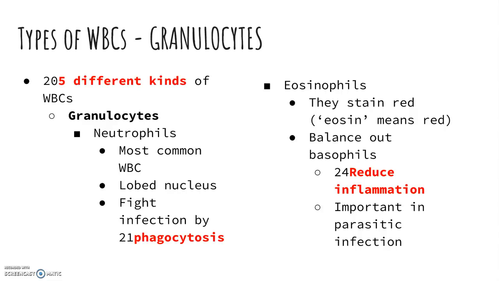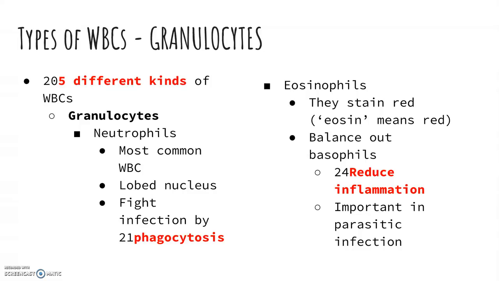Some of them are granulocytes, which just means within the cytoplasm there's these granular structures. There are 3 types of those. So we'll start with neutrophils, which is the most common white blood cell, and they fight infection by phagocytosis. They're cell eaters. So when you get sick or when you get an infected wound, neutrophils go and they eat up the bacteria, which is kind of gross, but I'm glad they do it.